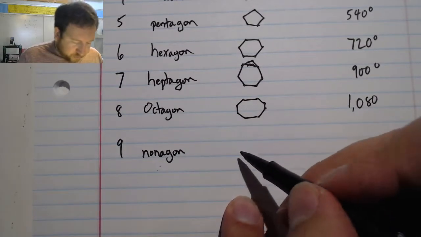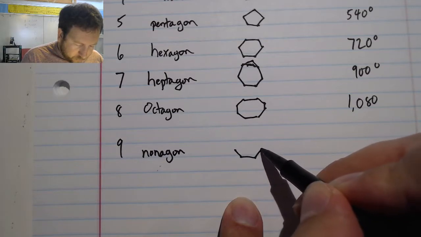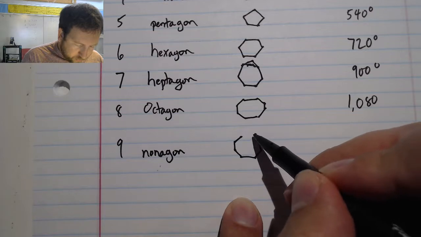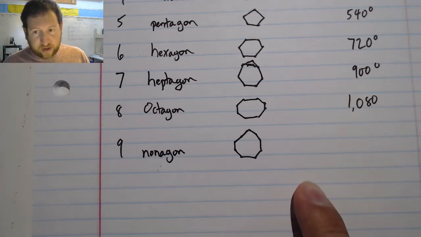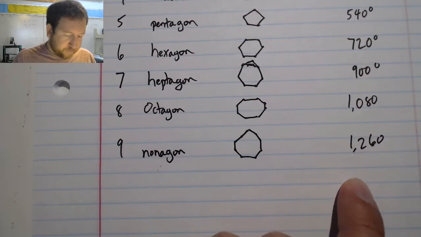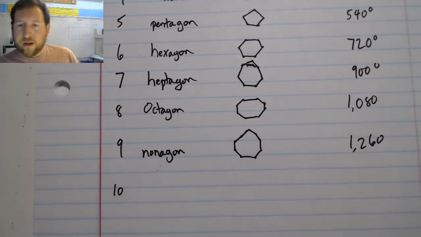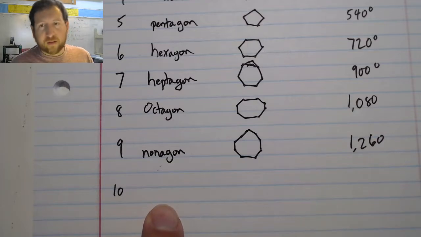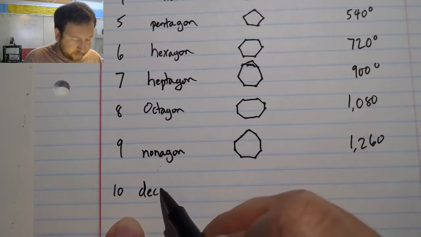Do my best to draw it. Okay. Terrible, but the idea holds. 1,260. And lastly, our 10-sided shapes. Now, of course, you can go up as high as you want, but typically we only count up to 10. We say they're called decagons.